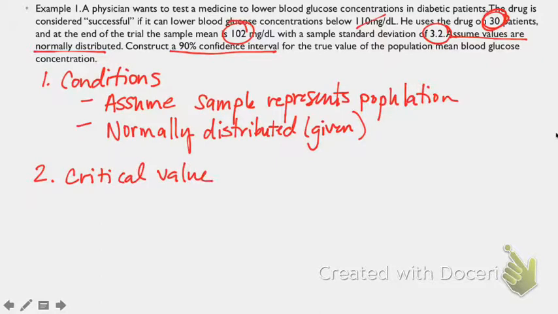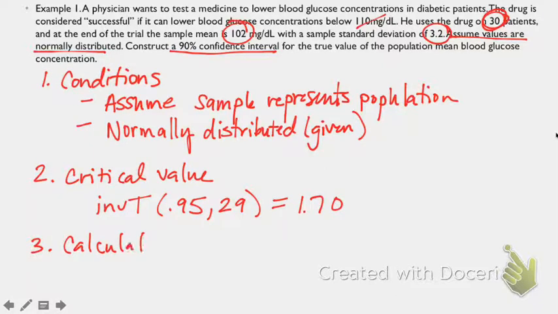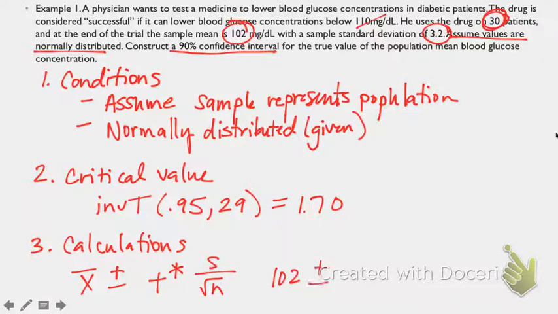Critical value: I need to do inverse T 0.95, comma 29. That's 1.7. Calculations: it is x bar plus or minus t star times s divided by the square root of n. I'm going to plug in my values, which would be 102 plus or minus 1.7 times 3.2 divided by the square root of 30.